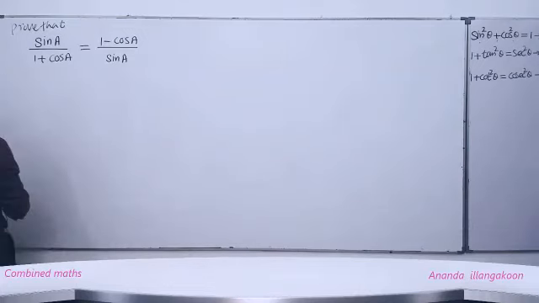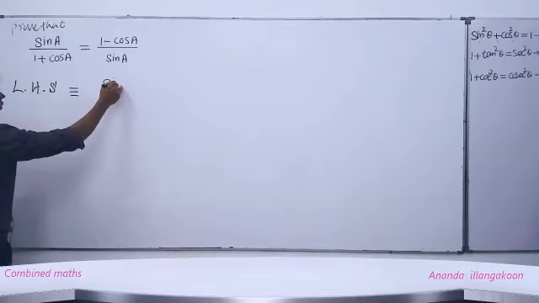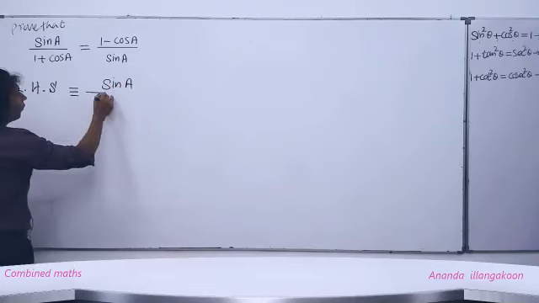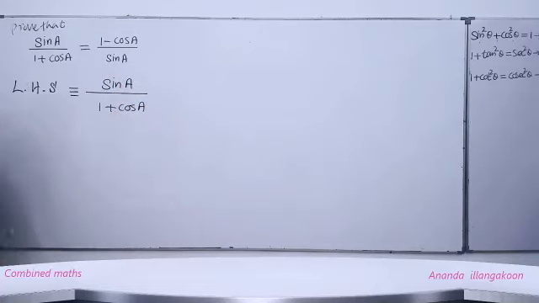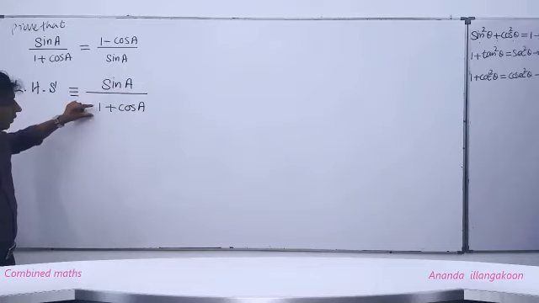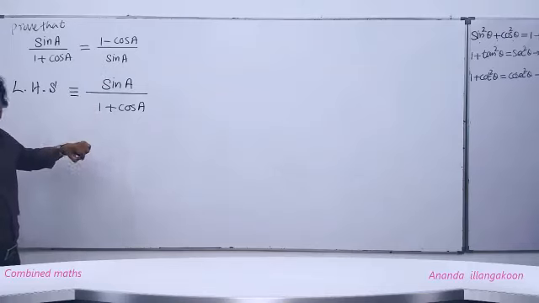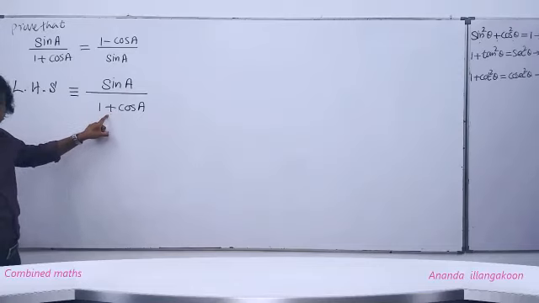Right. Now, people, I am going to start again from the left hand side. It's sine A divided by 1 plus cos A. Okay. Now, for this fraction, I multiply both this numerator and this denominator by 1 minus cos A. Here we have 1 plus cos A, no? We take the sign to the opposite, then we get 1 minus cos A.